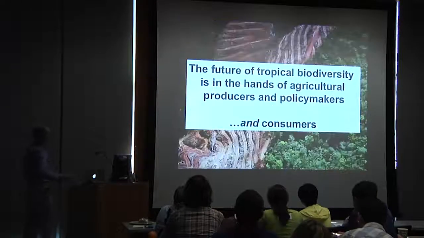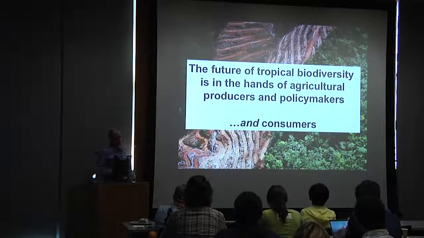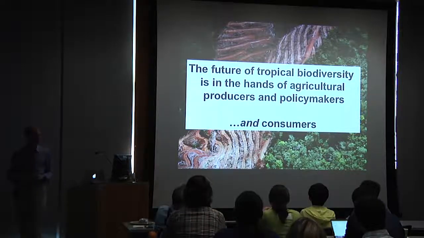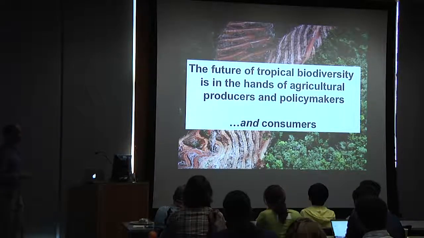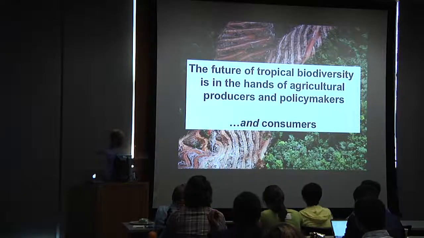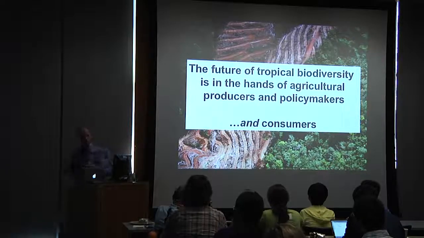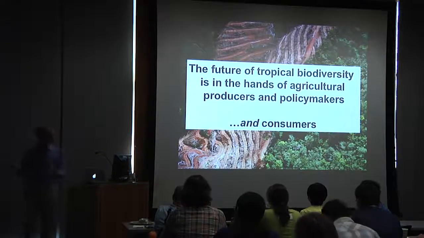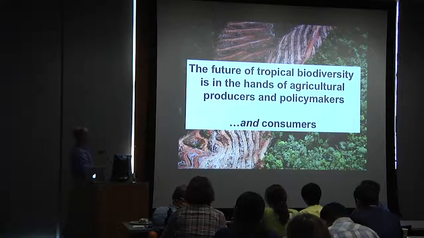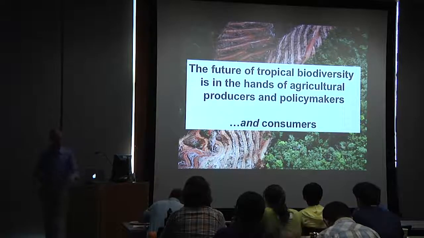So I would argue that the future of tropical biodiversity is going to be increasingly placed in the hands of those agricultural producers and policymakers. I won't talk about this, but there is also a substantial demand side of the equation. The consumers and the consumer choices that we make here in the US and Europe, as well as in the developing tropics, will also shape farmland. But I won't talk about how we might manage that.